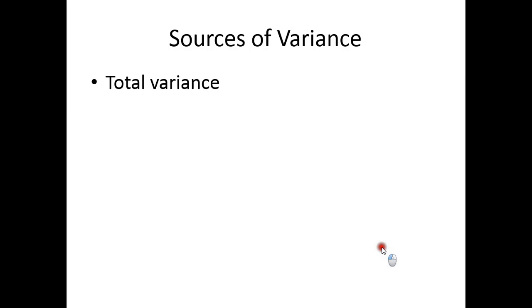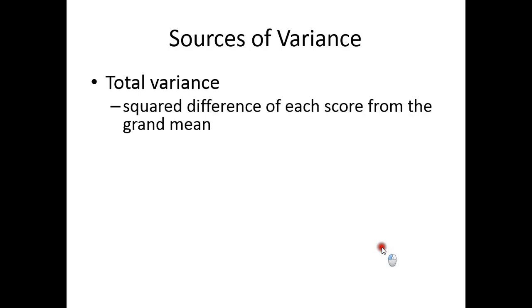Okay, so the sources of variance. As I mentioned before, there's total variance, and you can divide the total variance up into the within group variance and the between group variance. The total variance is the squared difference of each score from the grand mean. The grand mean is the mean of all of the participants in the sample, so forget about each group. If you take the mean of all of the participants in the sample, it's the grand mean. The total variance is the sum of the squared differences of each case's score from the grand mean.